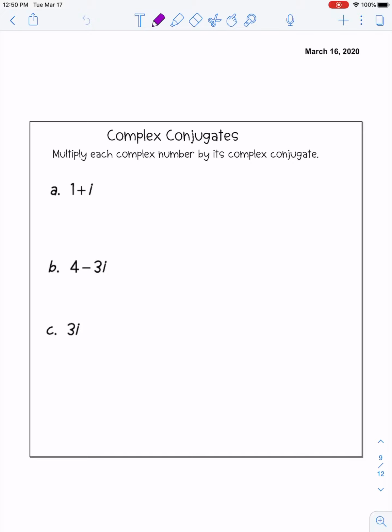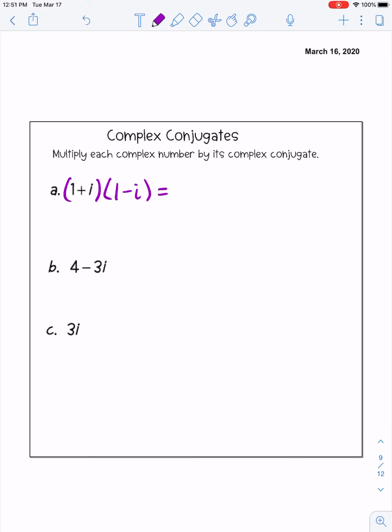Okay, guys, I'm back. And we left off here. I asked you to finish these on your own, so hopefully we all got the same answer. So remember, we're talking about multiplying by the complex conjugate.